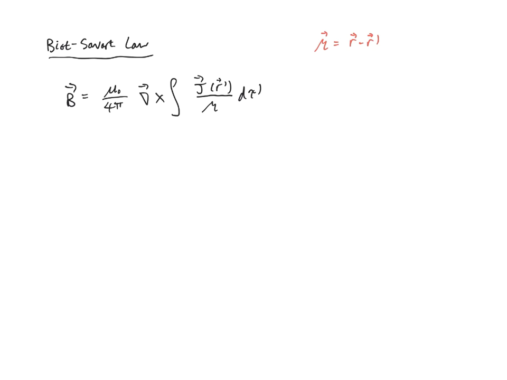So r is the point in space where we're evaluating the magnetic field B, and r primed is the point that we're integrating over. So r is the field point, r primed is the source point. This script r is the separation between them, and what we see downstairs in this integral is the magnitude of script r, which is just the modulus of that vector.